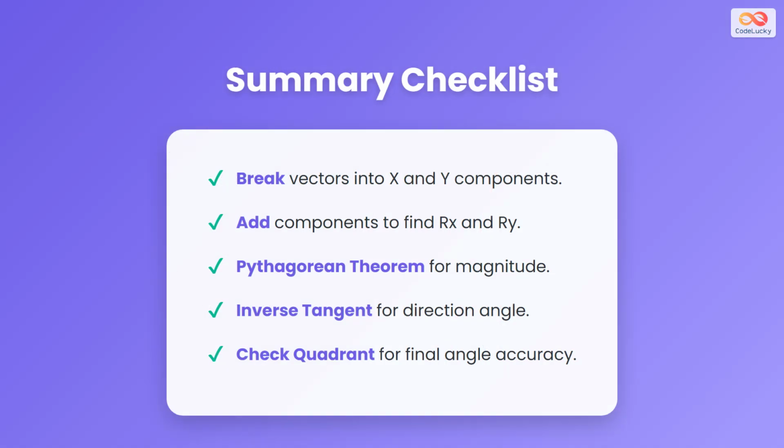To wrap up, remember this checklist: break every vector into components. Add the components together. Use the Pythagorean theorem for the size and inverse tangent for the angle. If you follow these steps, you can add any number of vectors together with perfect accuracy.